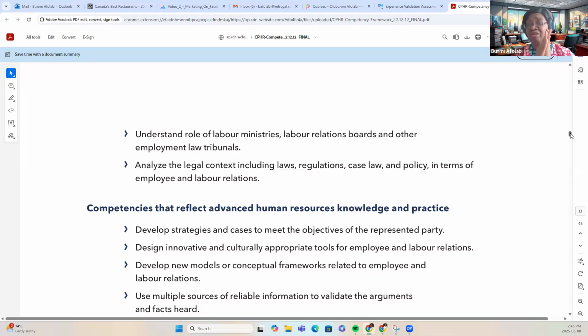So in summary, the things that are important for each scenario that you submit for your EVA are: one, it's got to speak to at least 8 of the 9 competencies within the HR competency framework. Now, within each of those competencies, there are also sub-competencies. So you just need to pick any one of them and write about it.